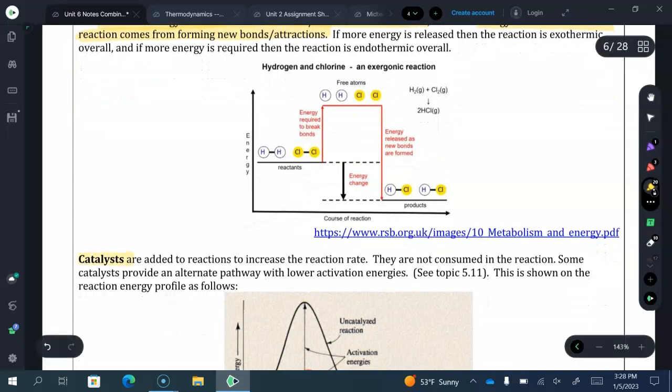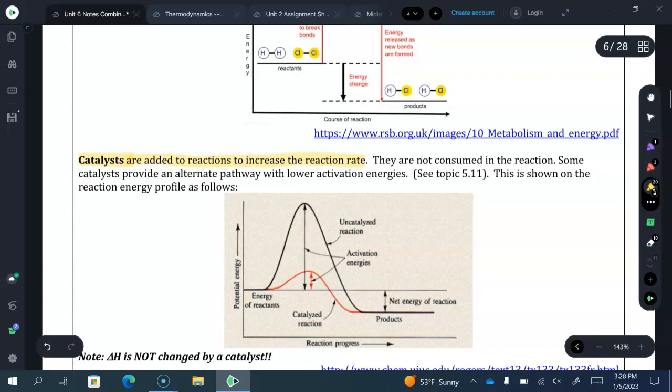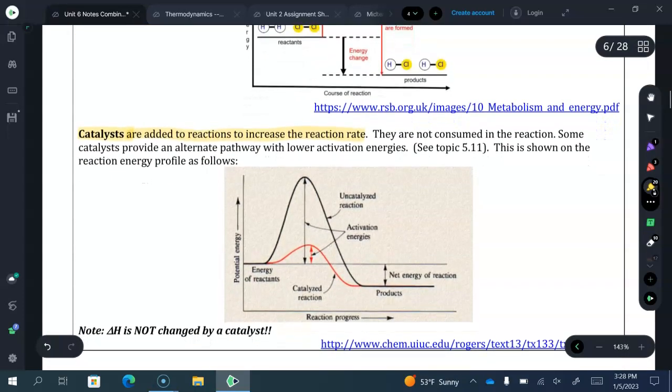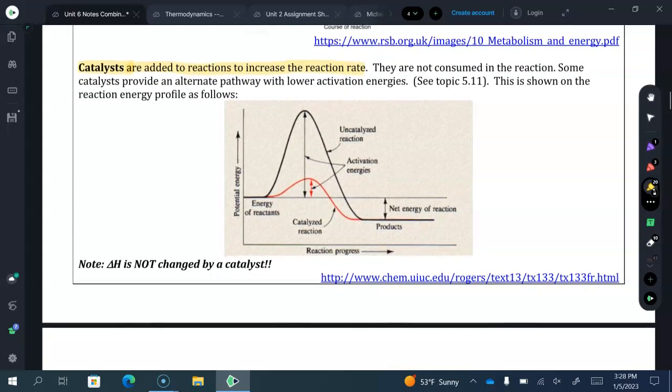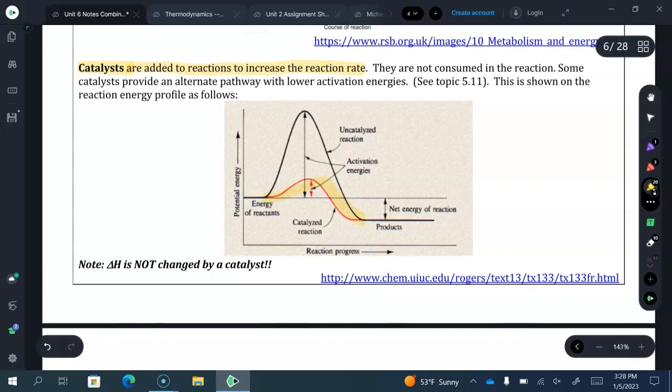Catalysts, as a little refresher, are added to reactions to increase the reaction rate. They are not consumed in the reaction. Some catalysts provide an alternate pathway with a lower activation energy. This is shown on the reaction energy profile as follows, with this red line here showing the catalyzed reaction. Okay. Please note that the delta H is not changed by a catalyst.